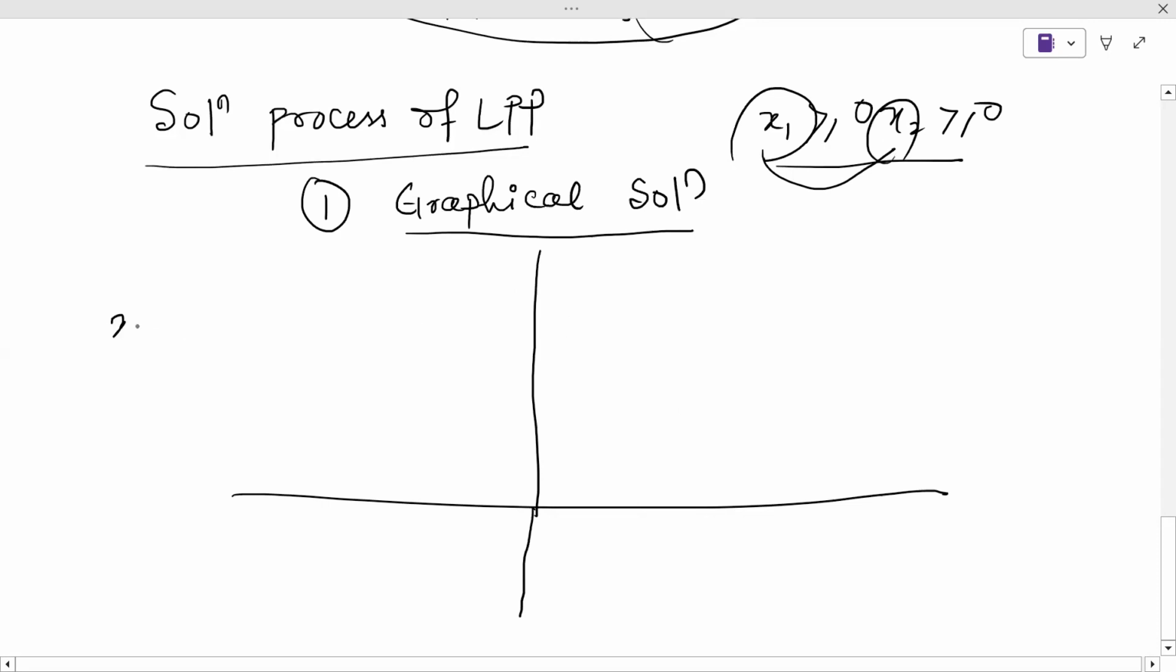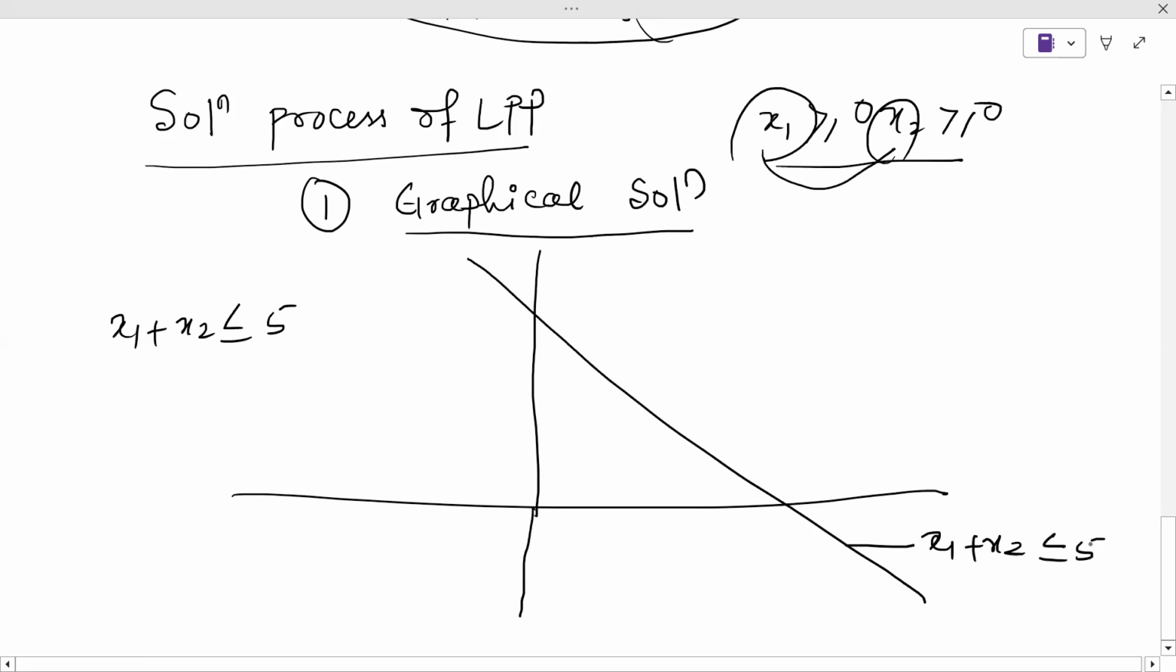If x1 plus x2 is less than or equal to 5, this is a line, suppose x1 plus x2 less than or equal to 5. Less than means it represents only which region? In which region do we have to consider?